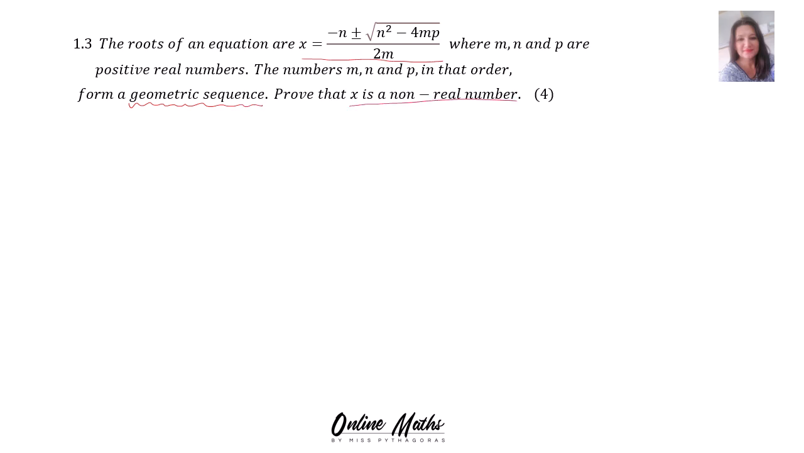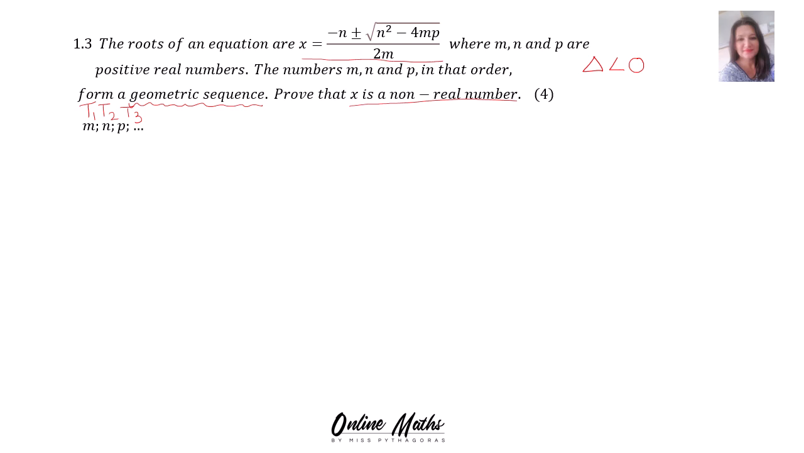Right, how do we prove that a number is non-real? If we can prove that the discriminant is smaller than 0, then it's a non-real number. So they tell us that m, n, and p are positive and that they form a geometric sequence. So you can write them m, n, p, and do you agree this is T1, this is T2, and T3?